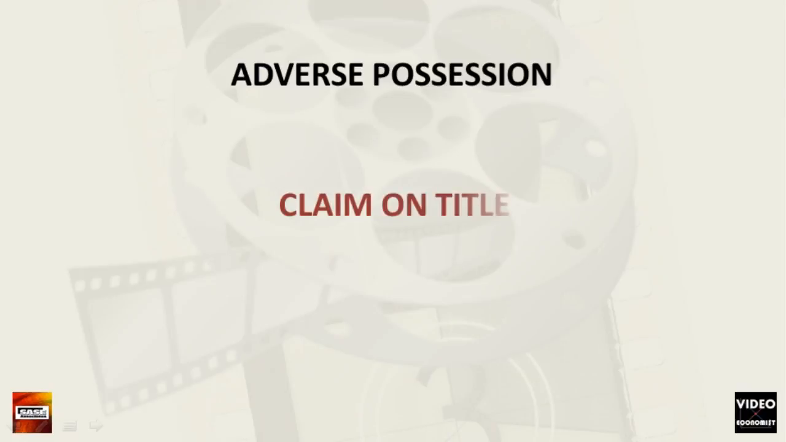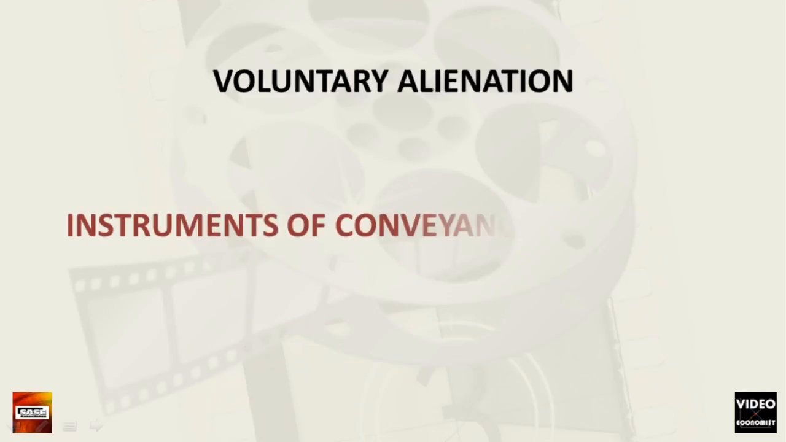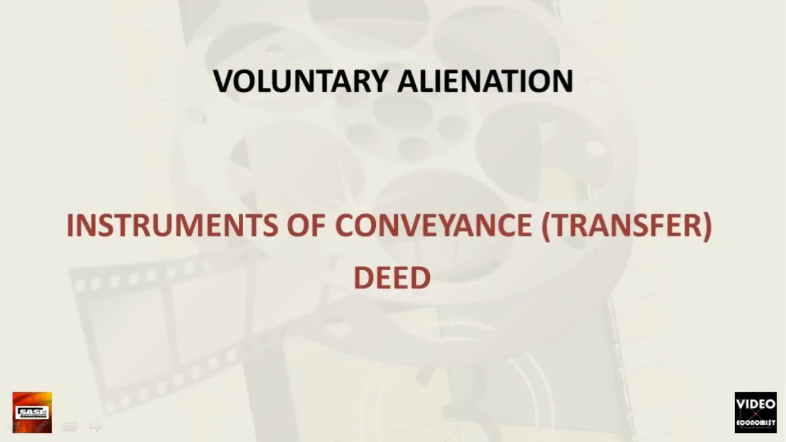Clear adverse possession may occur if there's a legitimate claim on the title or simply flagrant possession of moving in and occupying the land. It could be, if there's property which has no apparent claim and a person resides on that property for 7 years, by common law, then they can claim ownership to what would be an abandoned property. Voluntary alienation requires an instrument of conveyance, a transfer, usually a deed, but oftentimes a conveyance of a title.